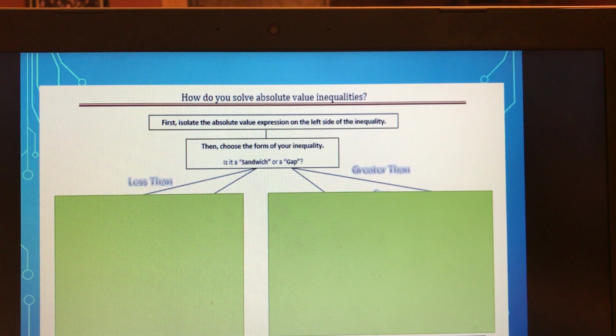So let's say that together. Less than sandwich, greater than gap. Less than sandwich, greater than gap. And we'll be saying that quite often, so you'll get very used to that.